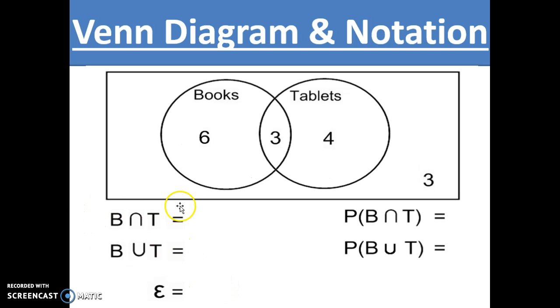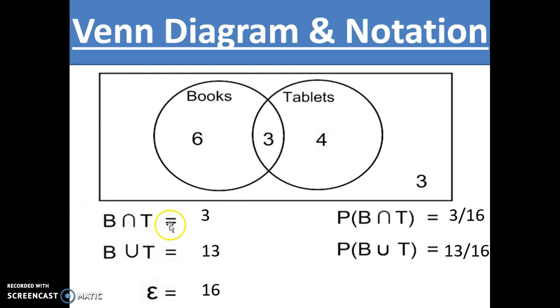So this also applies to, let's say here, with probability. So again, really quickly to go about it, you're going to look at here. The intersection between books and tablets, 3. For the second one, books or tablets, it would be 6 plus 3 plus 4 to be 13. And everything else altogether would be 16.